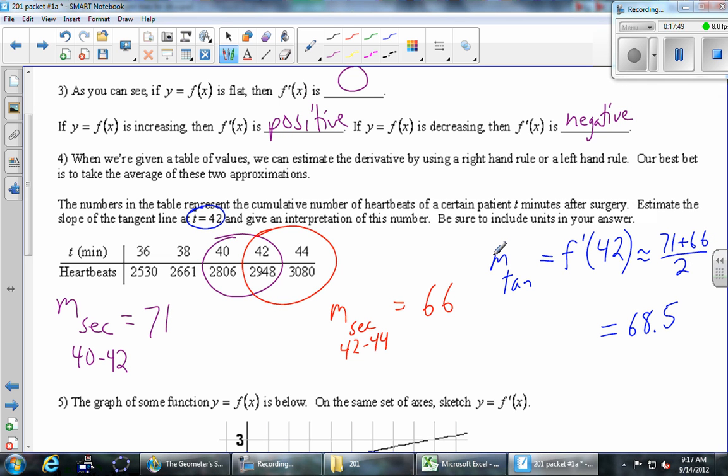Now, in terms of interpreting any kind of word problem like this, writing down the units of the number will take you very far in figuring out what that number represents. The units of the derivative are always the y units over the x units. This is something worth knowing. What were the y units in this problem? It's heartbeats. X units, minutes. So the derivative's units are beats per minute.